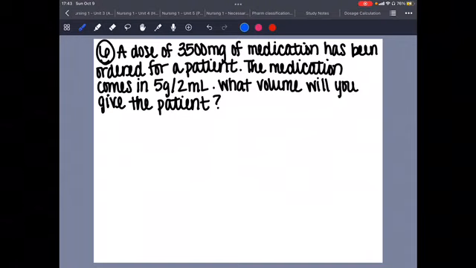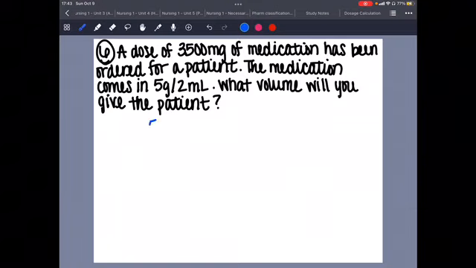So I'm not going to continue writing the ratio equation. If you guys got to roll it to the side, perfect. We're just going to keep rocking and rolling. So question number 6, we have a dose of 3,500 milligrams of a medication that's been ordered for a patient. The medication comes at 5 grams per 2 mLs. What is the volume you would give this patient?